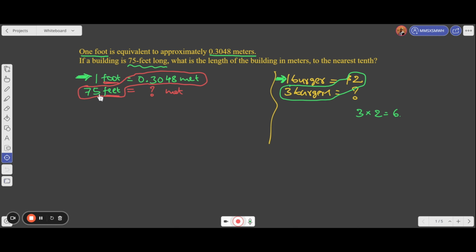So let's multiply 75 feet times 0.3048. Okay, so let me take 75 times 0.3048. As you know, during your testing, you are allowed to use the calculator. In such a case, you may type everything on the calculator and you'll end up with 22.86 meters. Hope you got the idea.